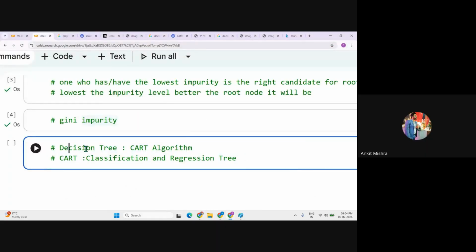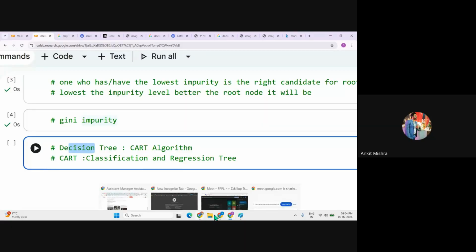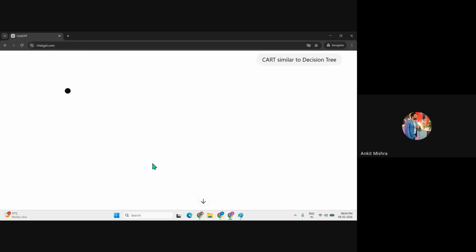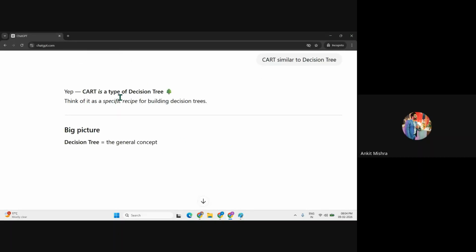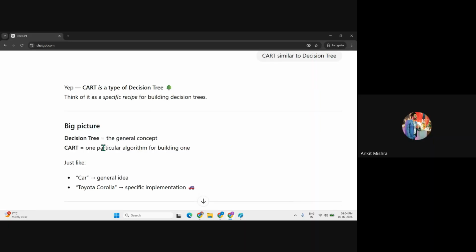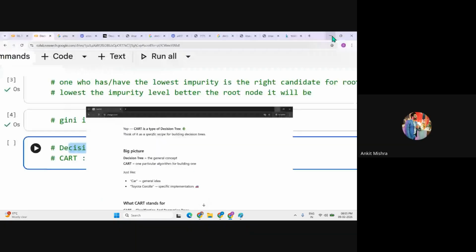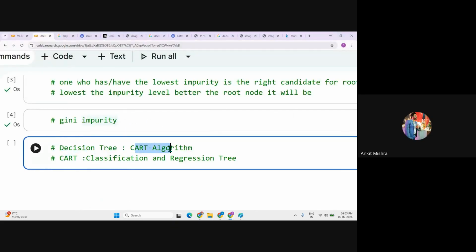So the decision tree is generally referred to as the CART algorithm as well, and you can ask the question as well. Is CART similar to decision tree, right? And this is the final answer: yes. CART is a type of decision tree because we create classification and regression concepts here, right? To trick the candidate, the interviewer generally asks this type of question.